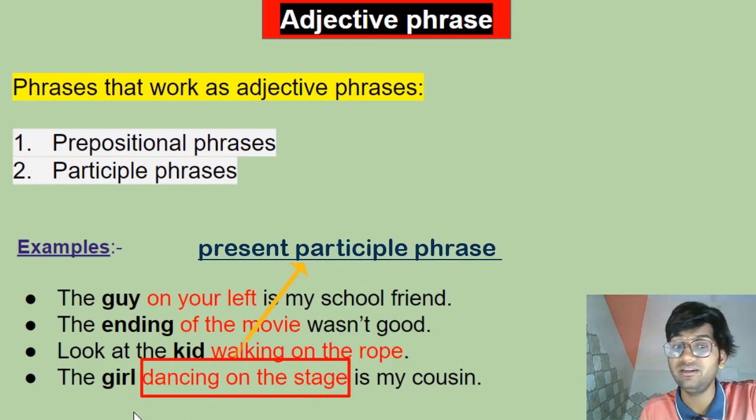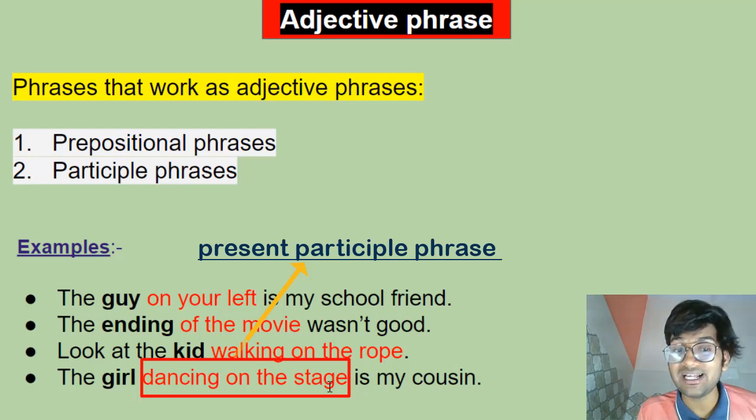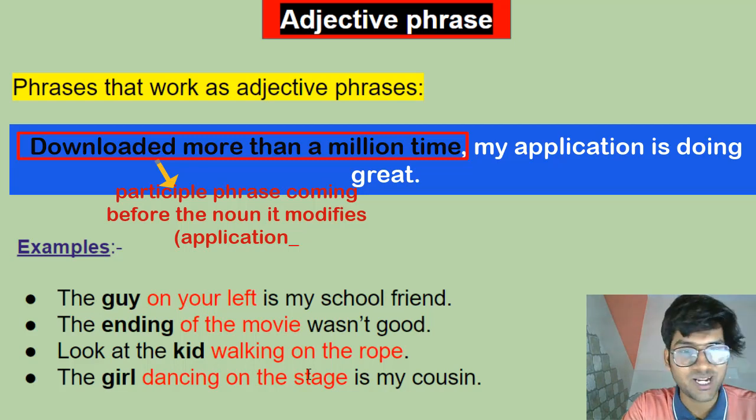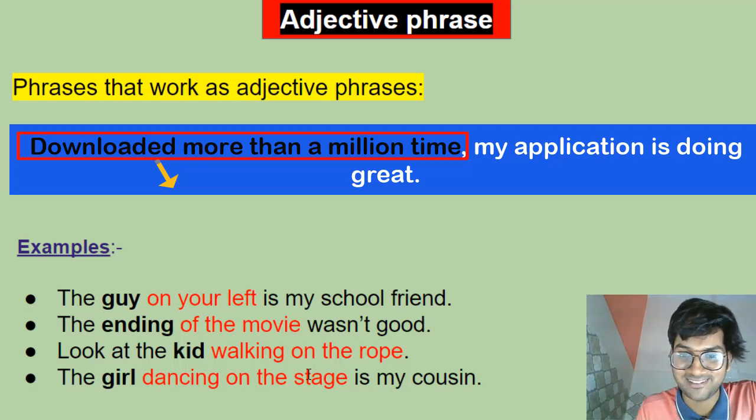That's my cousin, right? So "dancing on the stage" is a present participle phrase that's working as an adjective. So the entire phrase is an adjective phrase here, right? So prepositional phrases and participle phrases can also work as adjectives. You can watch my lessons on both prepositional phrases and participle phrases separately. The links again will be in the description or up there.